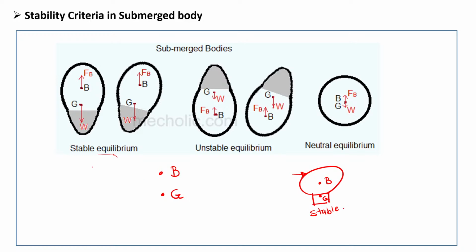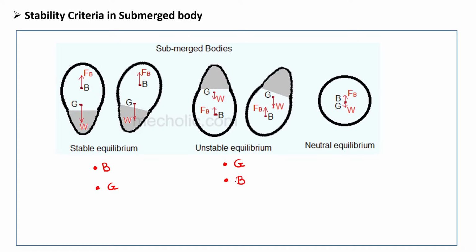So for stable equilibrium, the center of buoyancy should be above the center of gravity. In case of unstable equilibrium, the center of gravity will be above the center of buoyancy. The body will be in unstable equilibrium. In case of neutral equilibrium, the center of gravity and center of buoyancy will coincide. This is in case of submerged bodies.